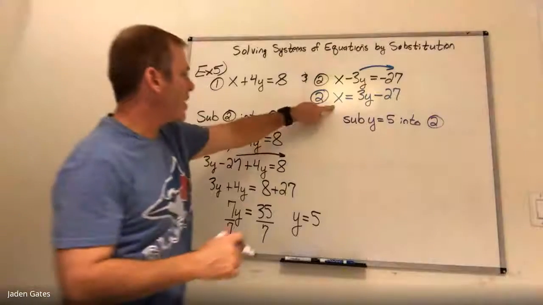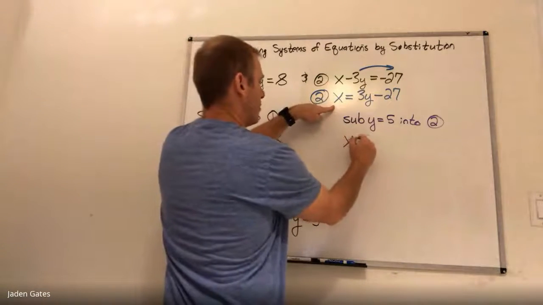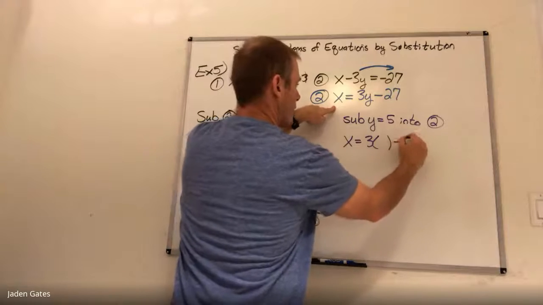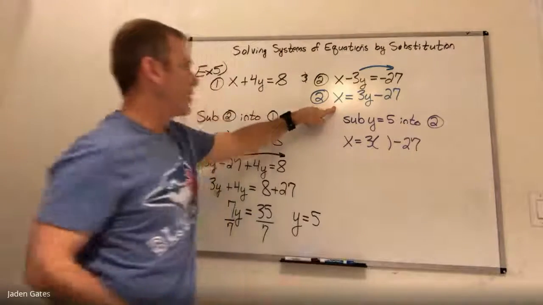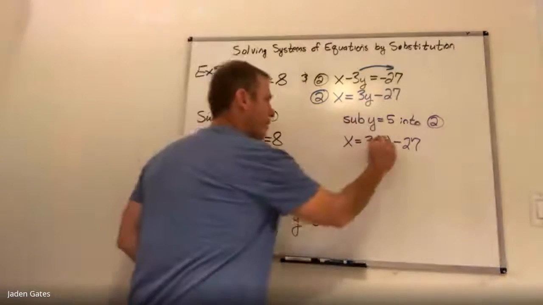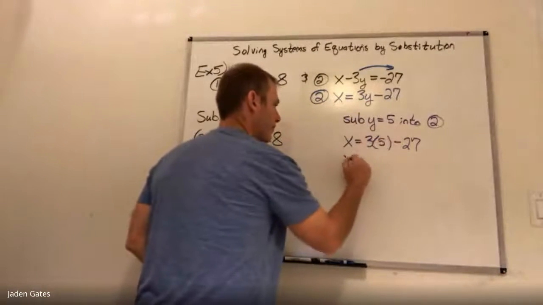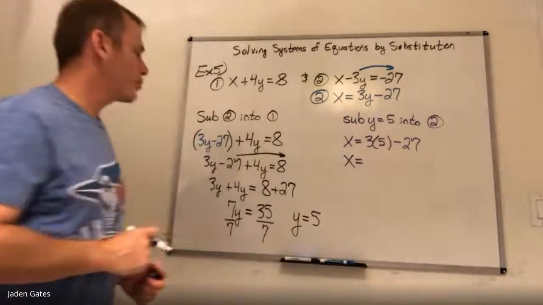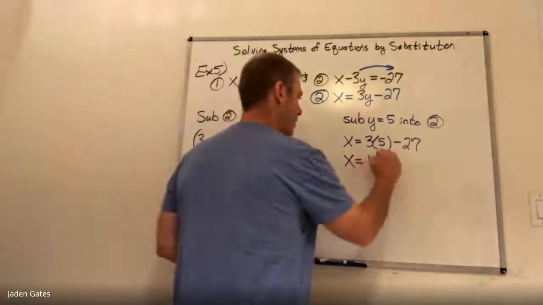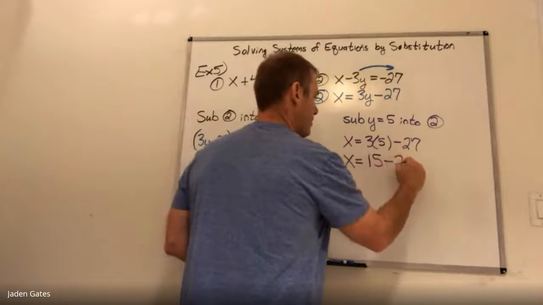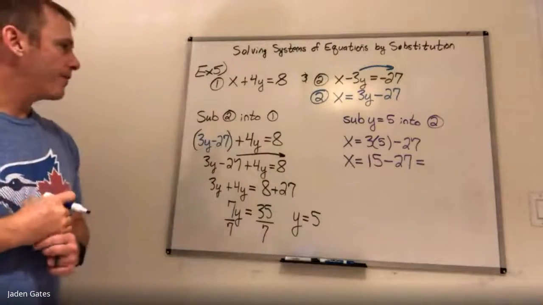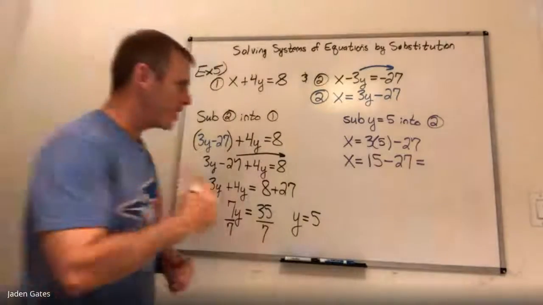All right, where it says x equals 3 times y, which I now know is 5. All right, so x equals 3 times y. Well, y is 5, so plug that in there. All right, and now it's just the math. So 3 times 5 is 15 minus 27. Let's see here. We're going to get a negative number. 15 minus 27, I believe that's negative 12.